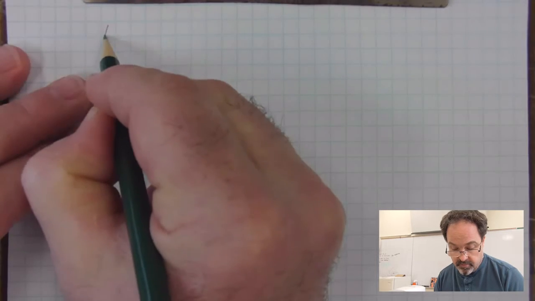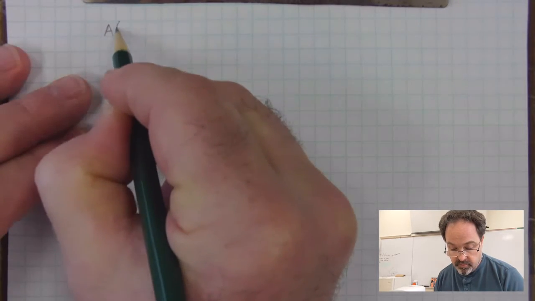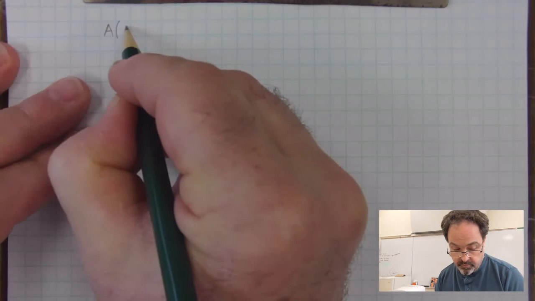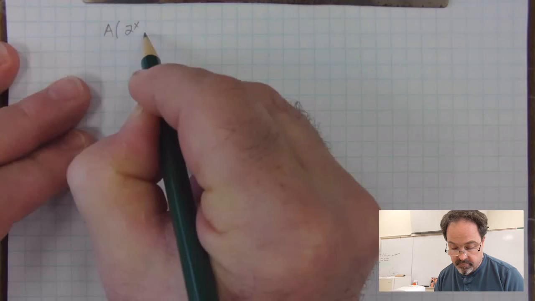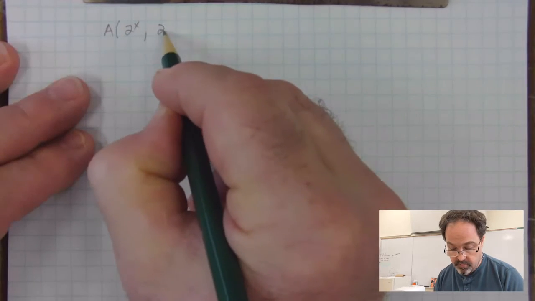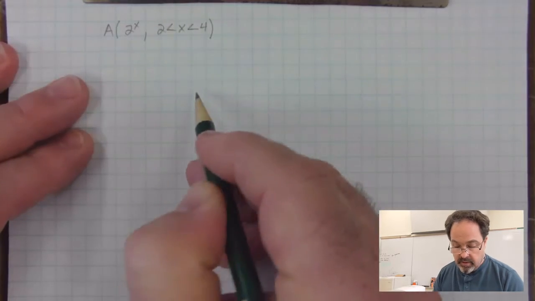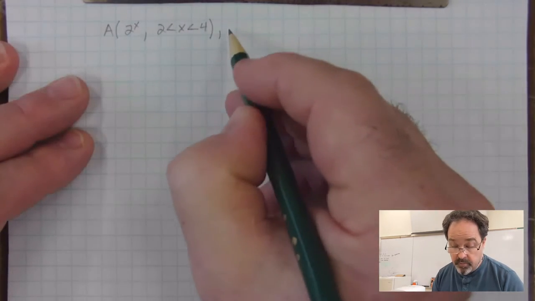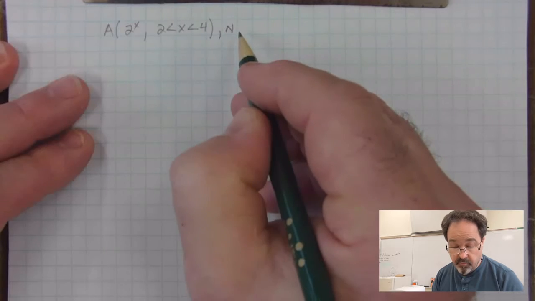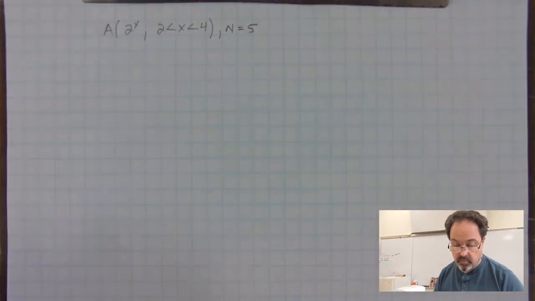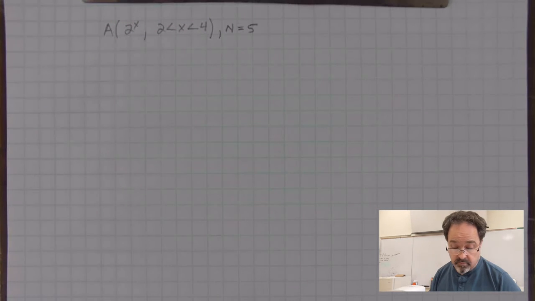Let's consider the notation which poses the project: the area under the function 2 to the x on the interval from 2 to 4. And in this case, we're also given n, the number of rectangles that we're going to use, equal to 5. We'll need to use 5 rectangles and the rectangle method for estimating or approximating the area under the curve.